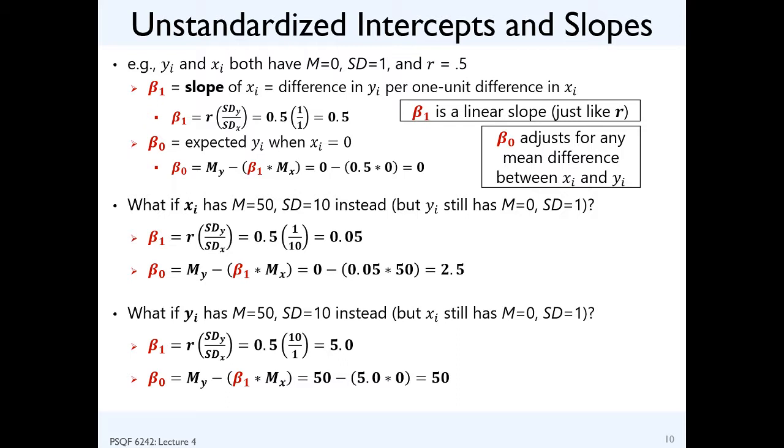What if we change the scale of y and keep x the same? If y has a mean of 50 and a standard deviation of 10, then the fixed intercept would be 50. So that's the expected y when x is 0. For every unit higher x, y grows by 5.